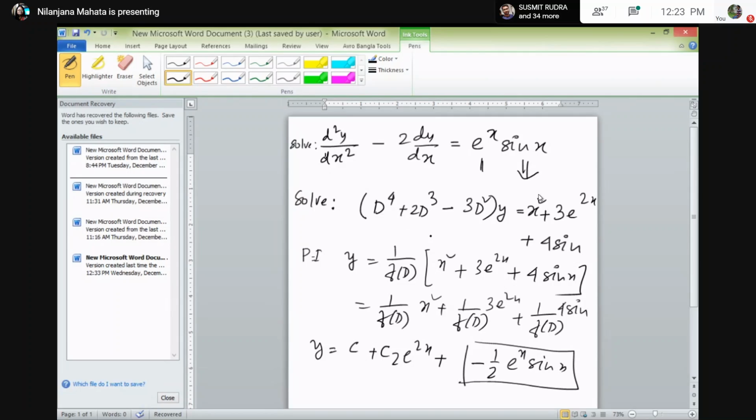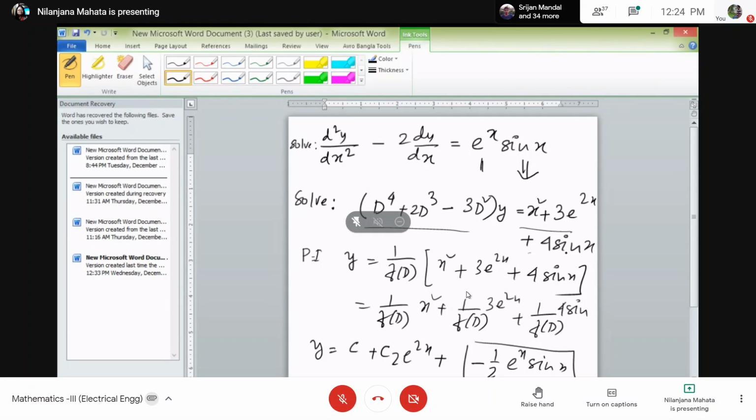So this one you will be able to solve, the second one, right? And there are exercises given, right? You will go through the exercises. There are, I think, at least 30 problems. You solve those problems and they will contain all the types.